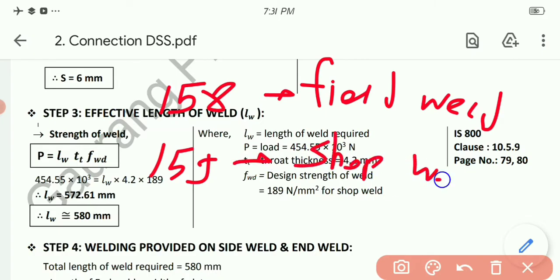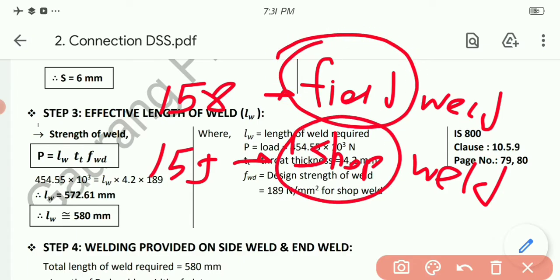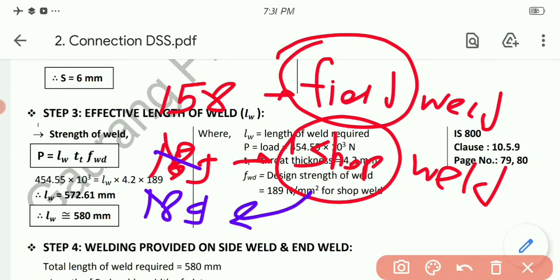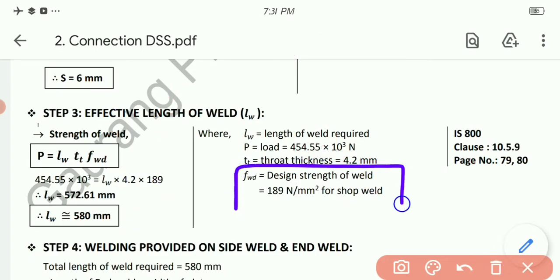Usually in the design criteria, these criteria are not given in the data, either field weld or shop weld. So always go for, sorry, this one is 189, not 115. Just a minute, let me write with another pen. This one is 189. So usually in the design criteria, field weld and shop weld is not specified, so usually always go with the maximum, that is shop weld. So I am assuming that it has a 189. So FWD equals to 189 Newton per mm square for the shop welding.